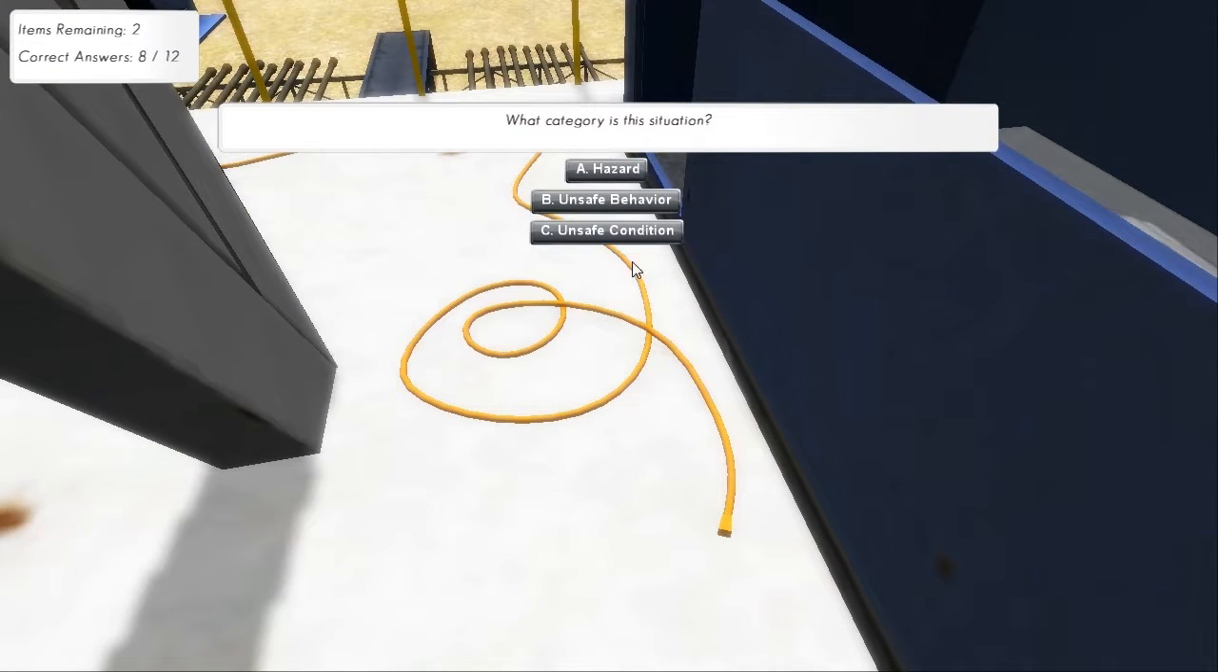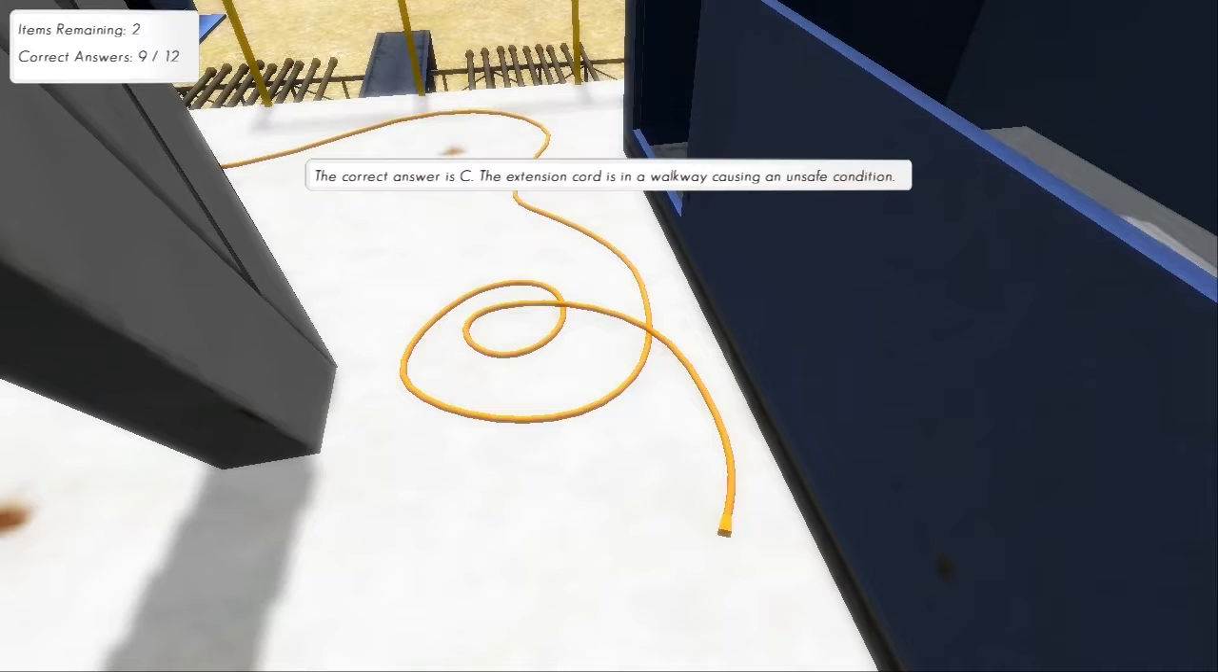What category is this situation? The correct answer is C. The extension cord is in a walkway causing an unsafe condition.